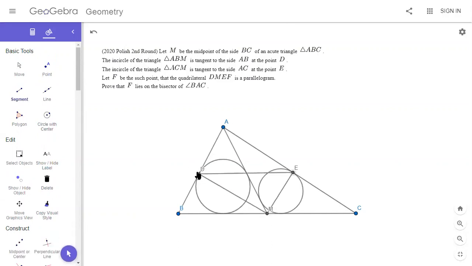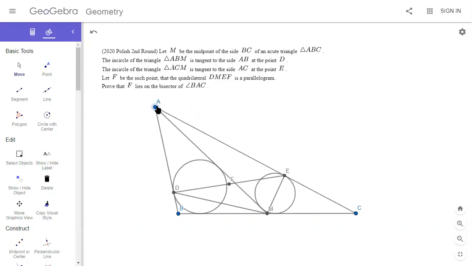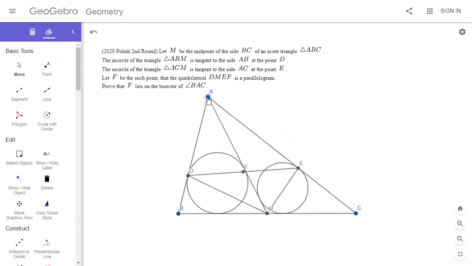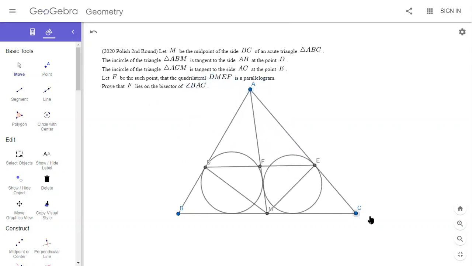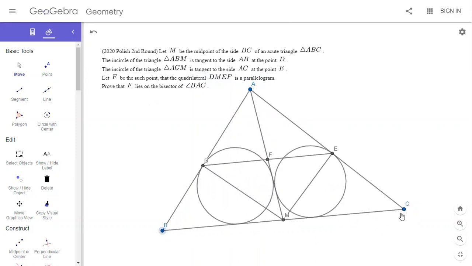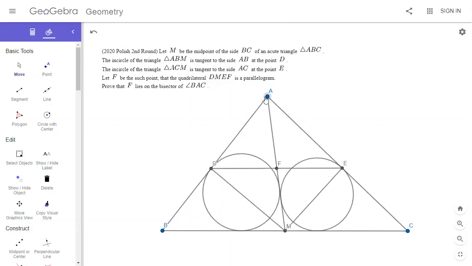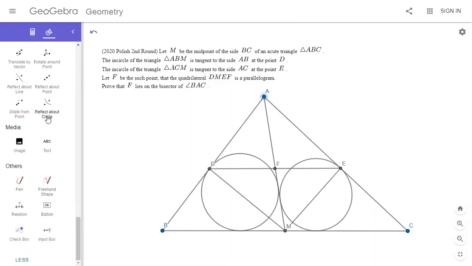So one way to do that is to draw the midpoint of DE and then reflect M across it. Let me make it so that, trying to think of a good way to draw it. Yeah, I don't want F to look like it lies on those two circles. Just do it like that. I'm going to reflect M across F.